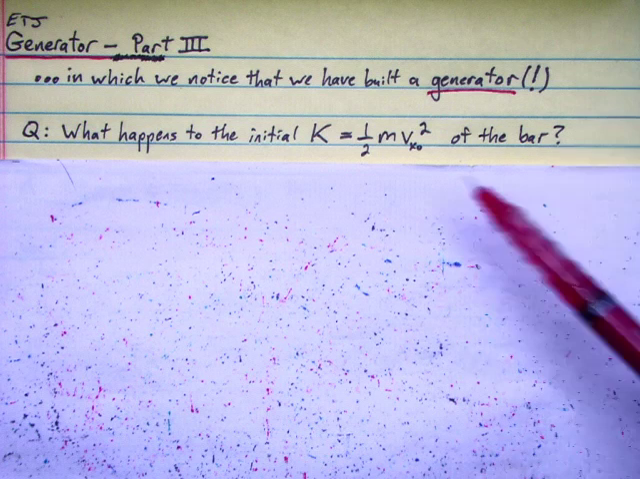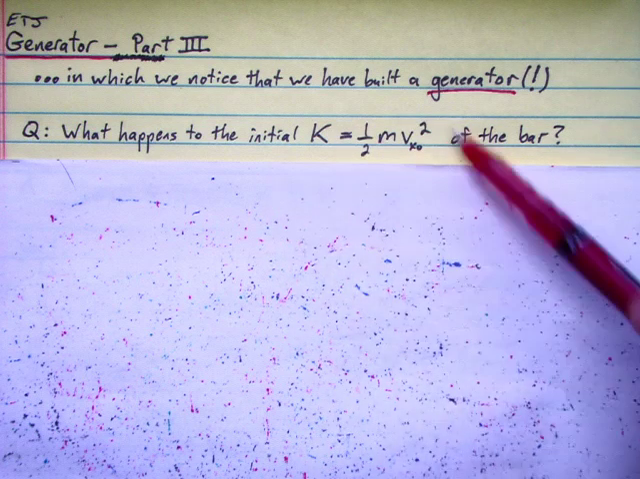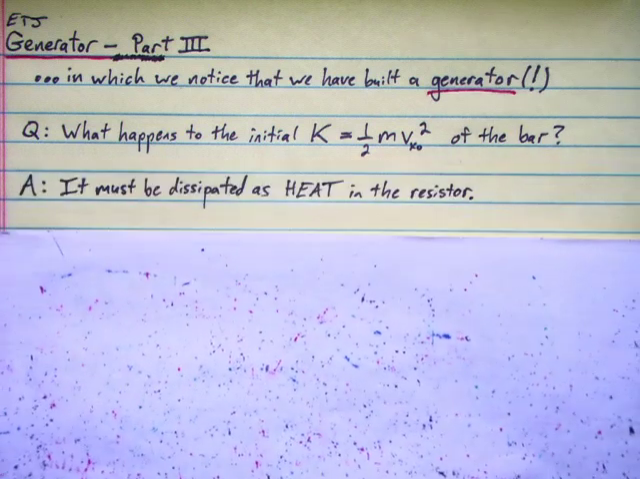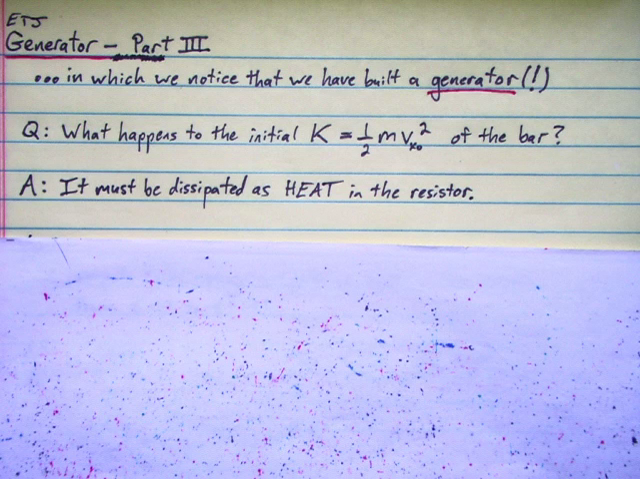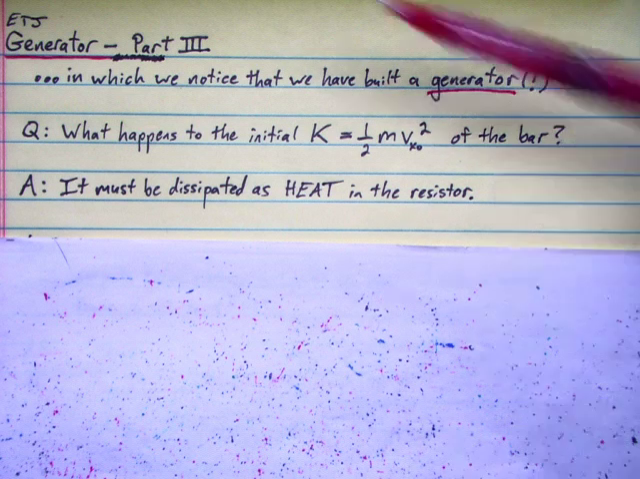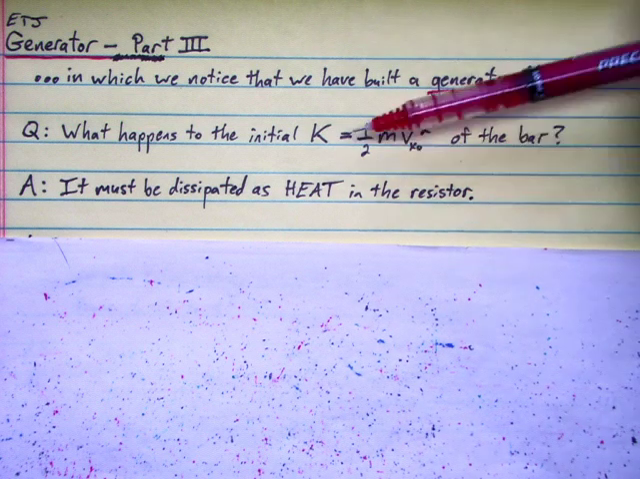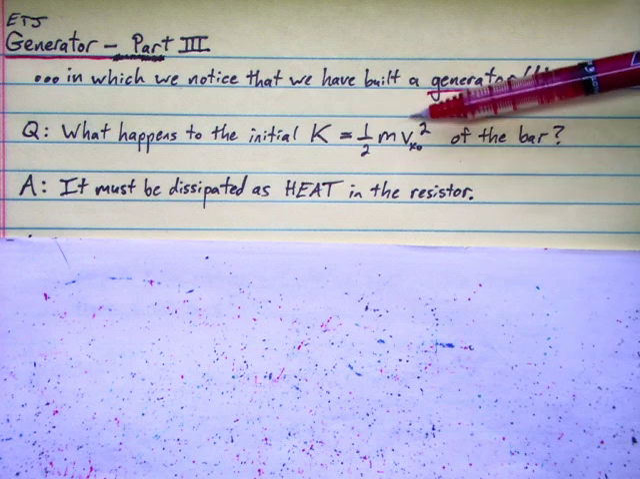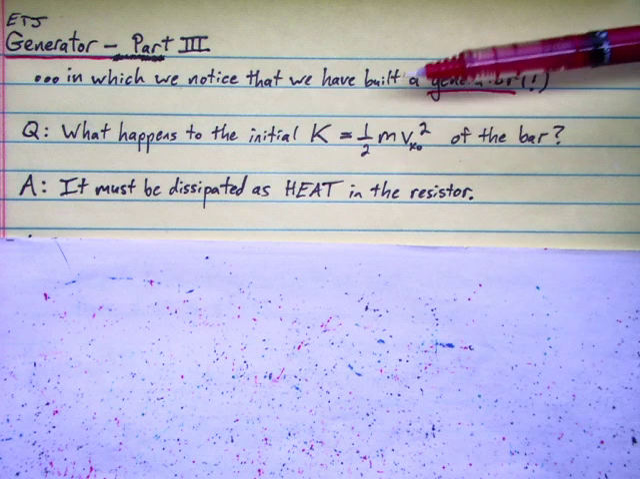I'd like to know what does happen to that initial kinetic energy we give the bar when we give it that initial push. What happens to the K? We know the answer. It must be dissipated as heat in the resistor, but you might be skeptical about that. Like, how much of the energy is dissipated as heat, for instance? All of it or only a portion of it? Does some of that kinetic energy go somewhere else?